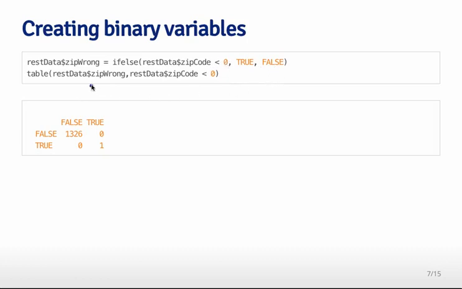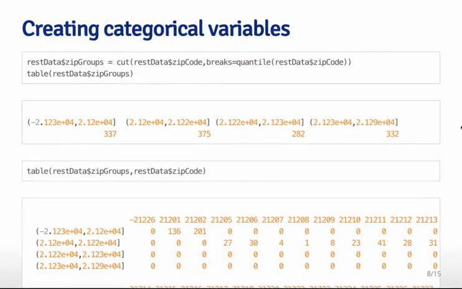At the end of the day, what I can do is make a table of whether the zip code is wrong and whether the zip code is less than 0. You can see that in all the cases where the zip code is greater than 0, I get false, and in the one case where the zip code is less than 0, I get true. That might be a value that I want to filter out of my data set, and this makes it an easy way to filter those values out.